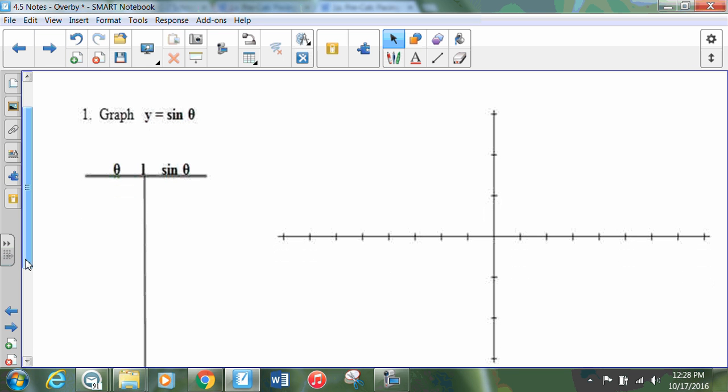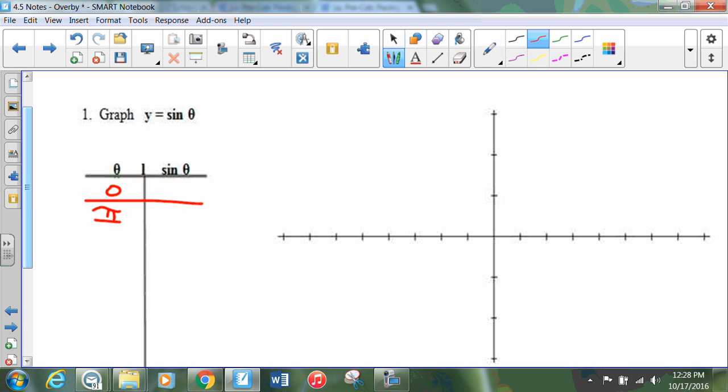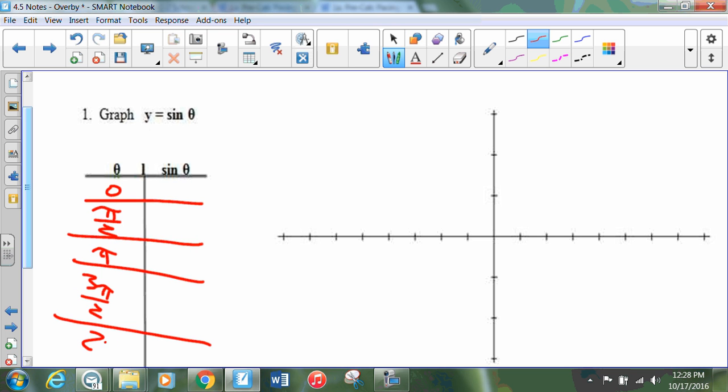All right, so here we go. We're going to do graphs of sine. We're still going to refer to the unit circle. We're still going to go from 0 to pi over 2 to pi to 3 pi over 2 and to 2 pi, just like we did with cosine. All right, here we go. Sine of 0, 0. Sine of pi over 2, 1. Sine of pi, 0. Sine of 3 pi over 2, -1. And sine of 2 pi, 0. Okay, so let's go ahead and set this graph up. We'll have our tick marks.